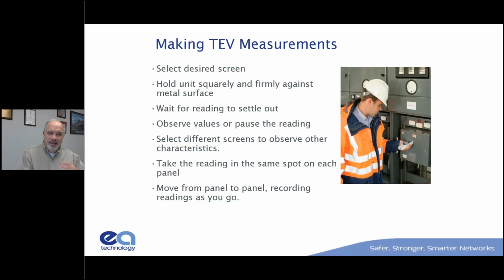So when I'm taking a TEV measurement, I'm going to use the front of the instrument, which has a TEV sensor built in. I'm going to hold it up against the outside of this grounded metal box that we keep talking about, or I keep talking about, and I'm going to grab that reading and I'm going to look at various different screens to see what it says.